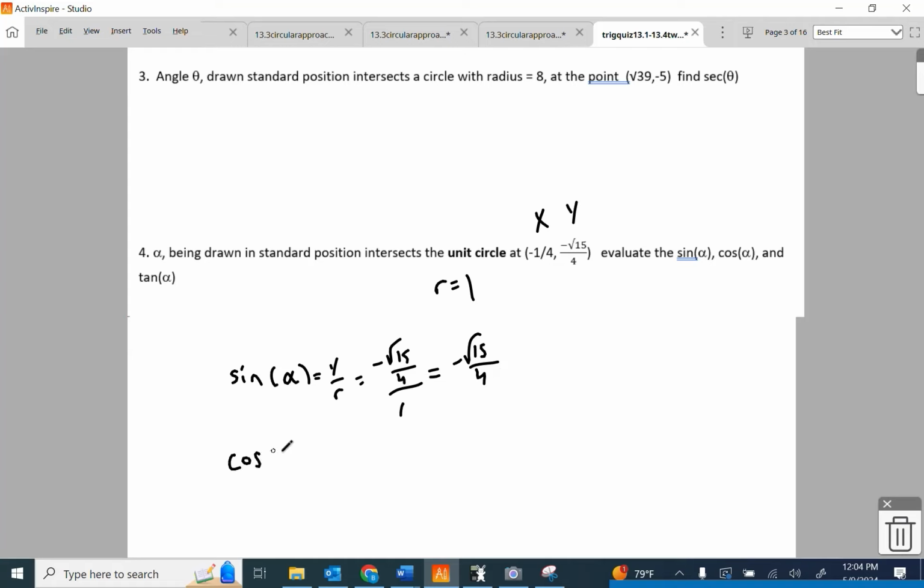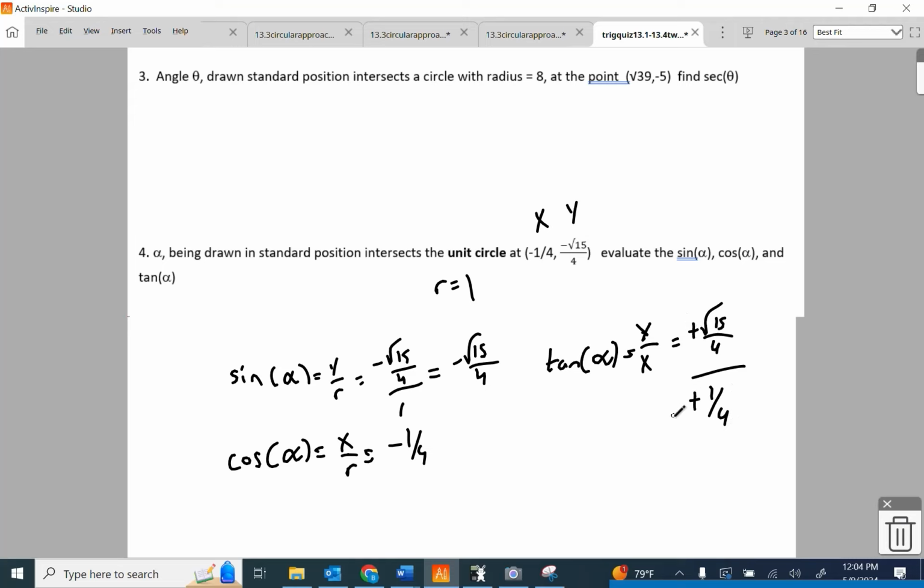The cosine of alpha is defined to be x over r, so just negative 1/4. And the one you're gonna have to work with, and I know it's the one that everybody's gonna be like, I don't want to do that, Milbrath. Tangent's y over x. So this one takes some work. Negative root 15 over 4 divided by a negative 1/4. Negative over negative is positive. 4's cancel. Root 15. It wasn't even that bad. But anyways, so be it.